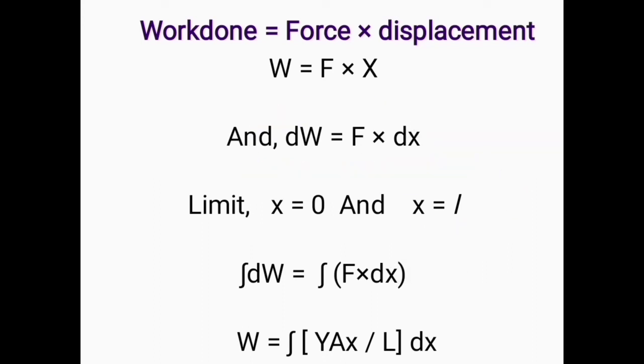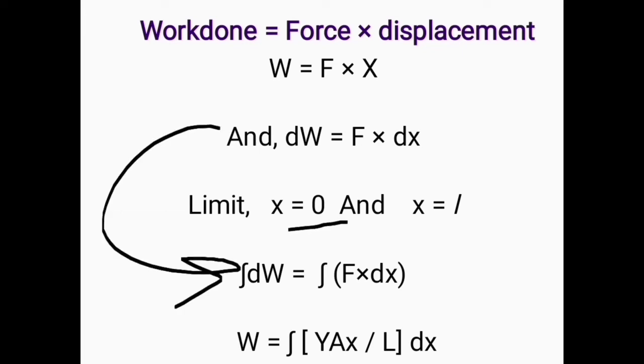After taking integration on this equation, this becomes integration dW is equal to integration from lower limit 0 to l of F into dx. Now we recently found the value of F. Now we will put here the value of F, that is Y into A x divided by L into dx, with limits from 0 to l, and this Y into A divided by capital L is the constant term. We will take this term outside before the integration.